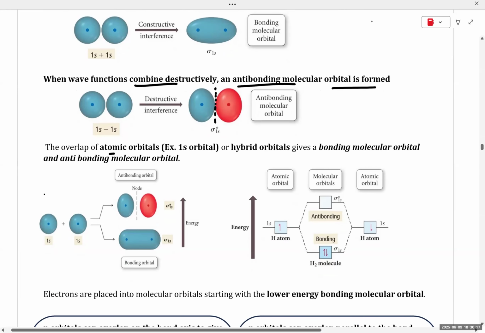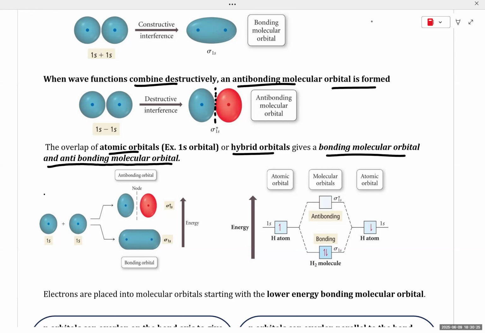The overlap of atomic orbitals or hybrid orbitals yields a bonding molecular orbital and an antibonding molecular orbital. Two orbitals in, we get two orbitals out. We take two atomic or hybrid orbitals, we get out two molecular orbitals. So in this case, when we overlap these hydrogen 1s orbitals, we get a bonding molecular orbital and an antibonding molecular orbital. And as you can see, the bonding orbital is lower in energy.